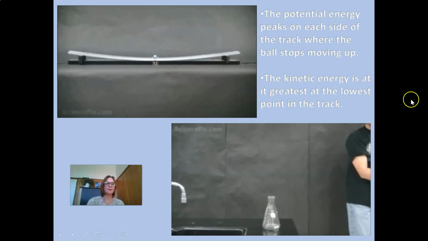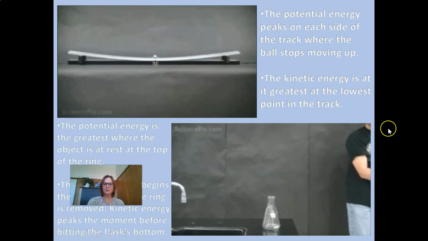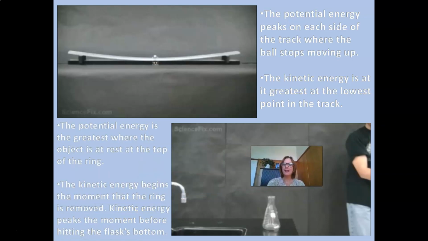Okay, gravitational potential energy. Let's move me out the way again. Okay, so the potential energy is the greatest where the object is at rest at the top of the ring, and the kinetic energy begins the moment that the ring is removed. Kinetic energy peaks the moment before hitting the flask's bottom.